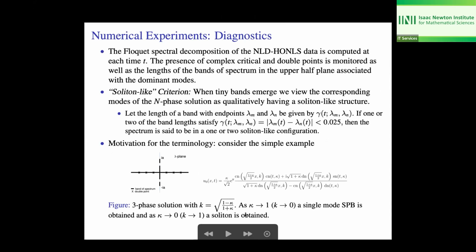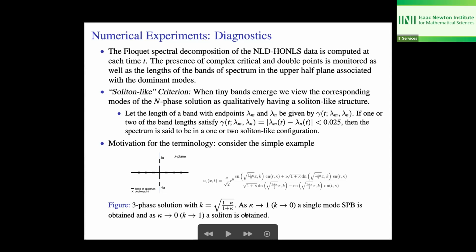So the principal diagnostic is the Floquet spectral decomposition of the nonlinear damped data, and it's computed at each time t in steps of delta t equals 0.1. The presence of both complex critical points and double points is monitored, as well as the lengths of the bands of spectrum in the upper half plane associated with the dominant modes.